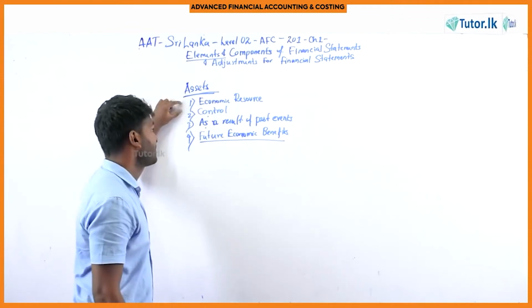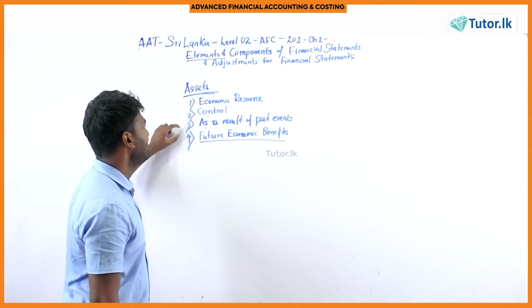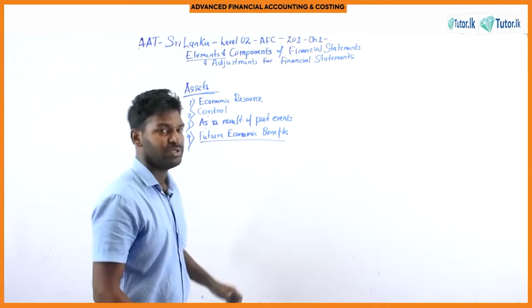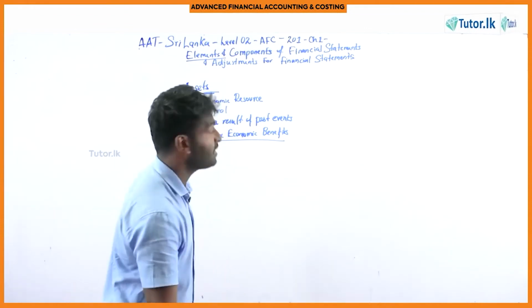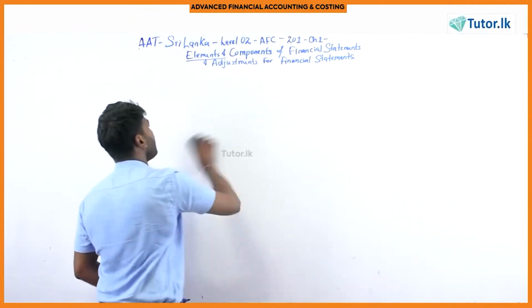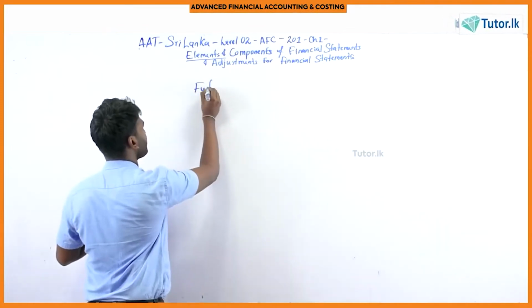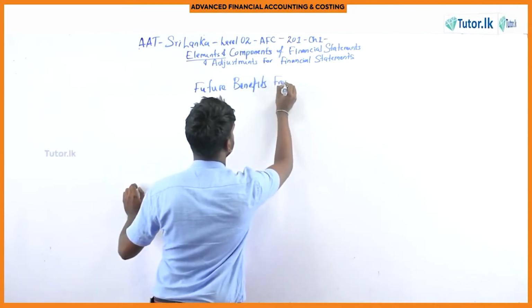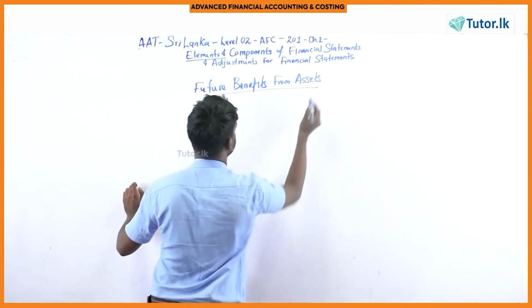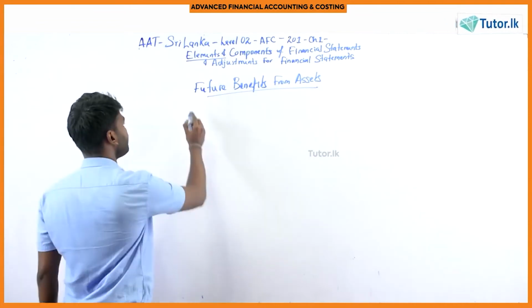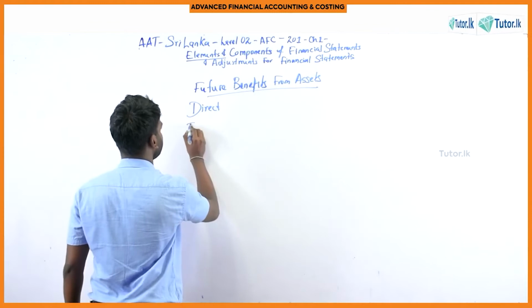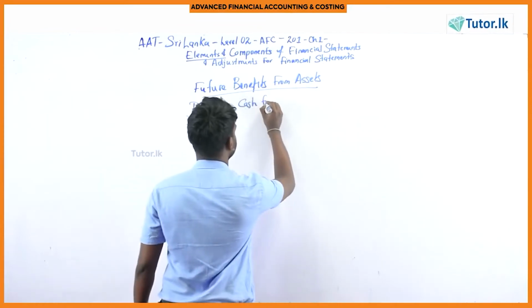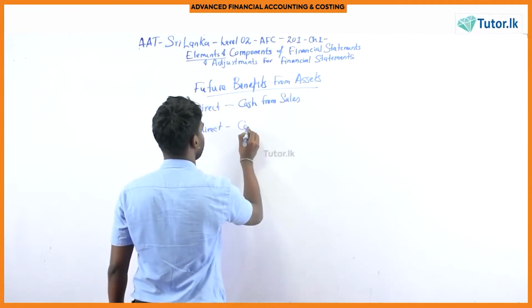So it should be an economic resource, which should be controlled by the entity, or within the control of the entity, as a result of past events, and it should have the ability or the potential to generate future economic benefits. So apart from this, future benefits from assets can be either direct or indirect. Direct is something like cash from sales. Indirect can be cost reduction.